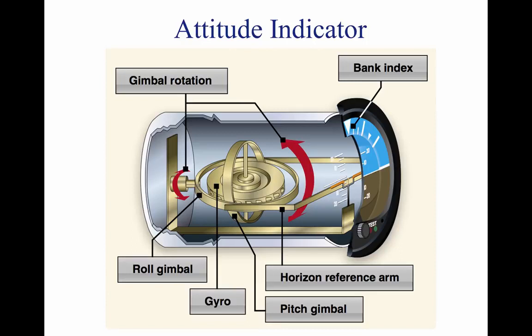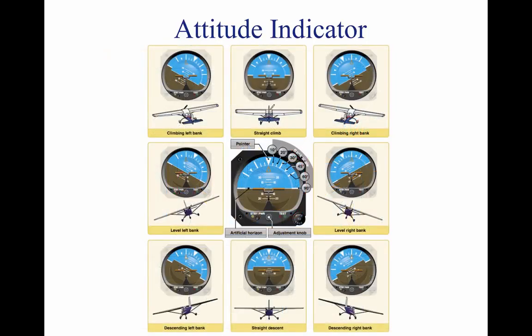An adjustment knob is provided with which the pilot may move the miniature aircraft up or down to align the miniature aircraft with the horizon bar to suit the pilot's line of vision. Normally, the miniature aircraft is adjusted so that the wings overlap the horizon bar when the aircraft is in straight and level cruising flight. Every pilot should be able to interpret the banking scale illustrated above.